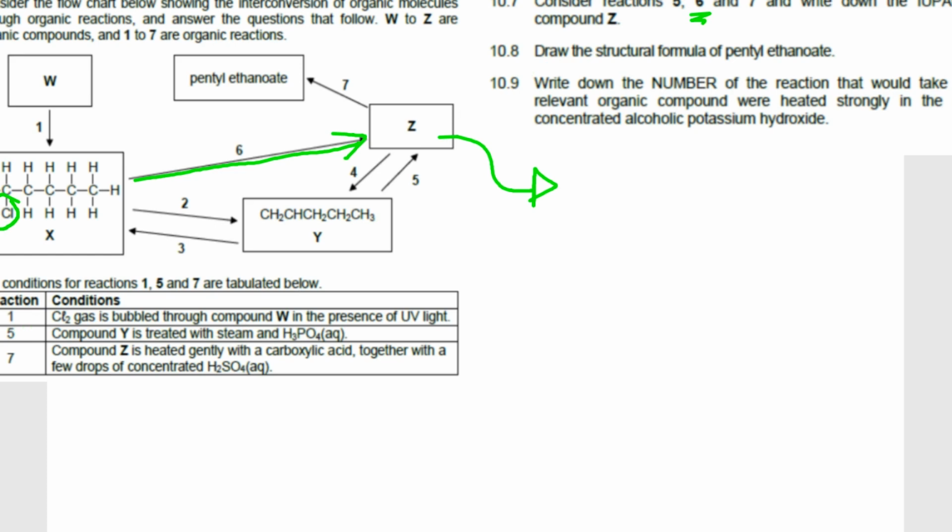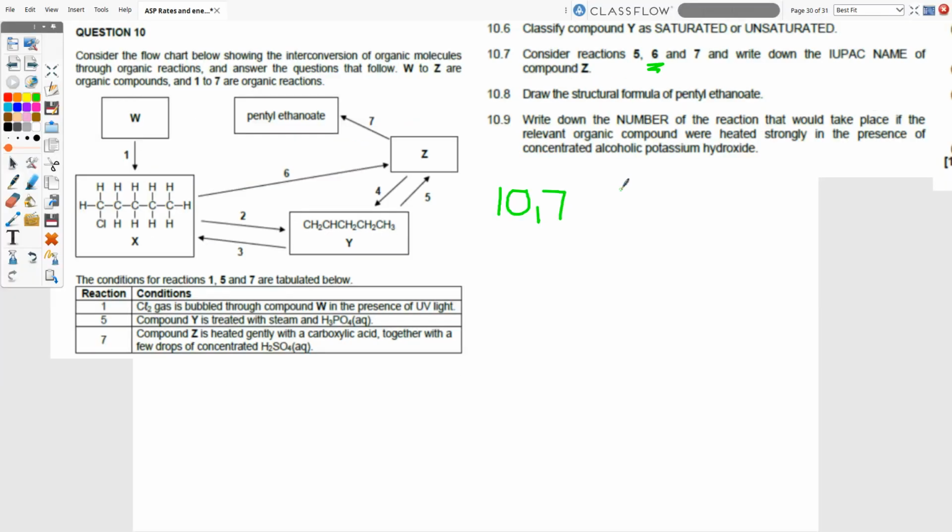And then they said we must also consider reaction 7. So if you look at reaction 7, to form an ester, you have to use an alcohol and a carboxylic acid. So the name is then going to be, because we know it's pent and it's an alcohol that's going to make an ester, it is going to be pentanol.